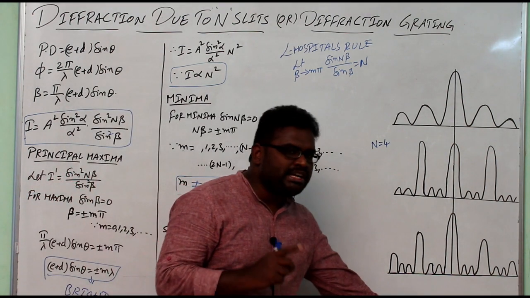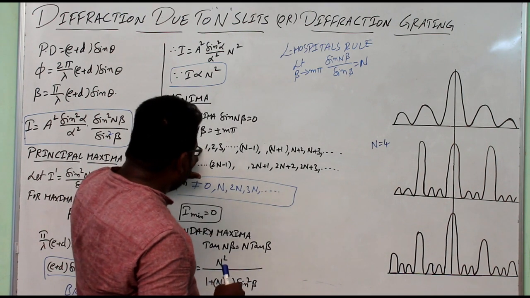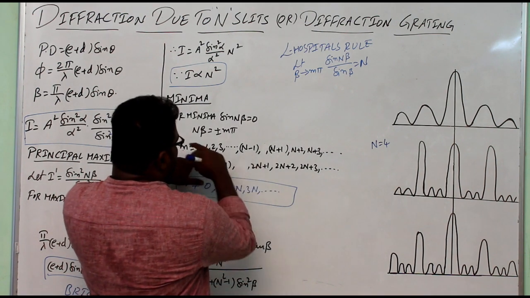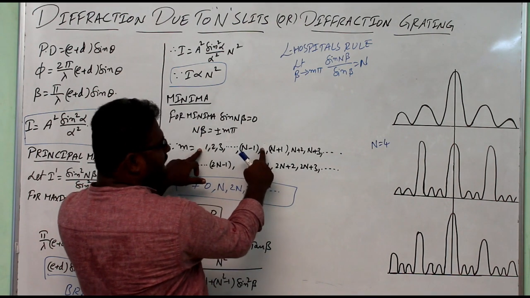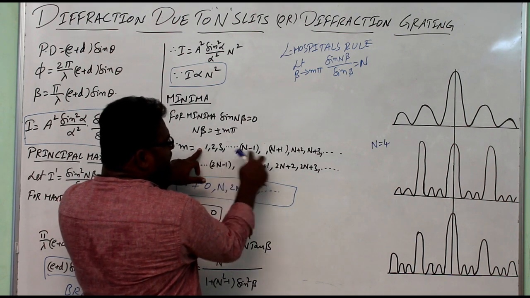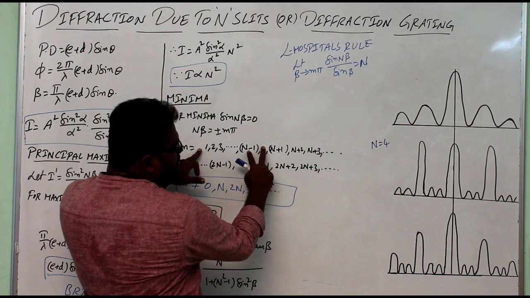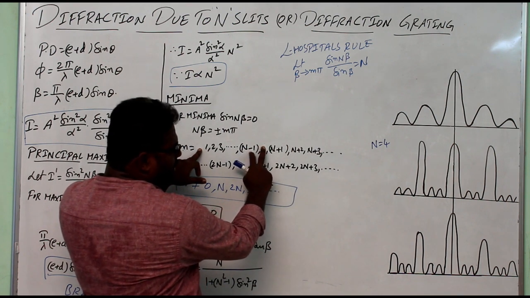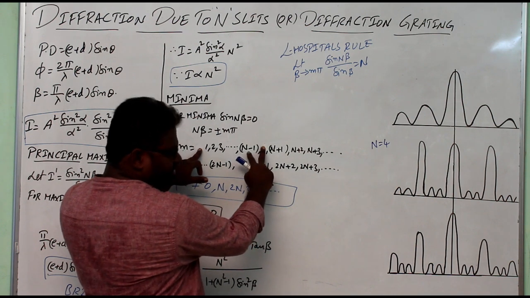In between 2 principal maximas. Why? Because for m is 0, you are getting maxima, and for m is N, also you are getting maxima. In between 2 maximas, we have this many minimas. Suppose my capital N is 4, there will be N minus 1 minimas, so my minimas will be 3.